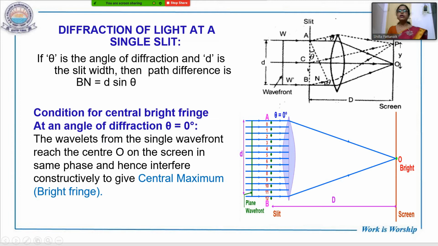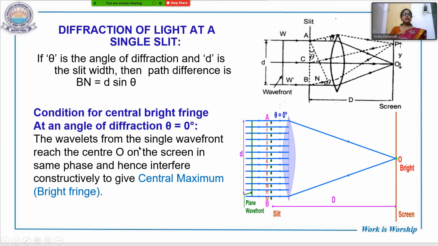So what is the value of BN from this figure? From this right angle triangle? AB sin theta. Very good. Because BN by AB is equal to sin theta, so BN is equal to AB sin theta. And AB is the width of the slit, small d. So it is d sin theta. Now capital D is the distance between the slit and the screen. We are using a convex lens to focus the pattern on the screen. Clear? So path difference between the two waves from A and B is d sin theta. It is clear to all of you.